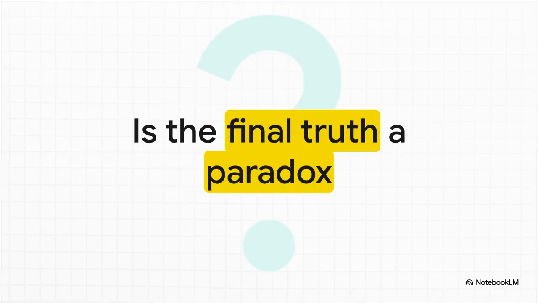Which leaves us with one last really provocative thought. Plato's exercise seems to show that any attempt to describe ultimate reality ends in a contradiction. It suggests that maybe, just maybe, the deepest truths about the way things are can't be squeezed into simple, neat statements. That maybe the final truth is a paradox. What do you think?